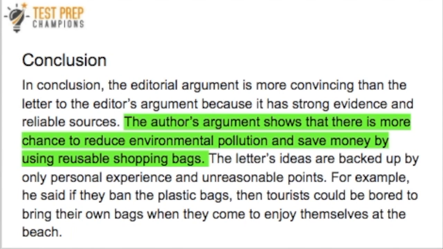In your conclusion here, you say the author's argument shows that there is more chance to reduce environmental pollution and save money by using reusable shopping bags. Another thing you did really well in your conclusion is you started off with "in conclusion," which is a transitional phrase. So good job there. Transition words and phrases are great to put throughout your piece, and you did a pretty good job of that throughout your writing.